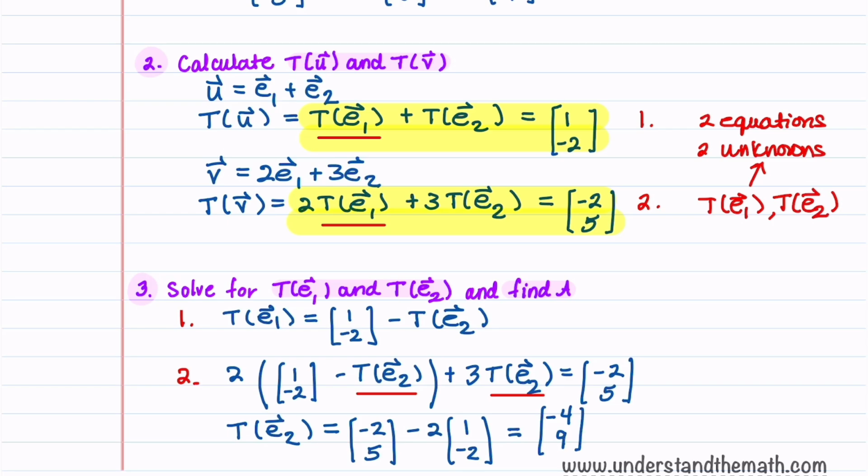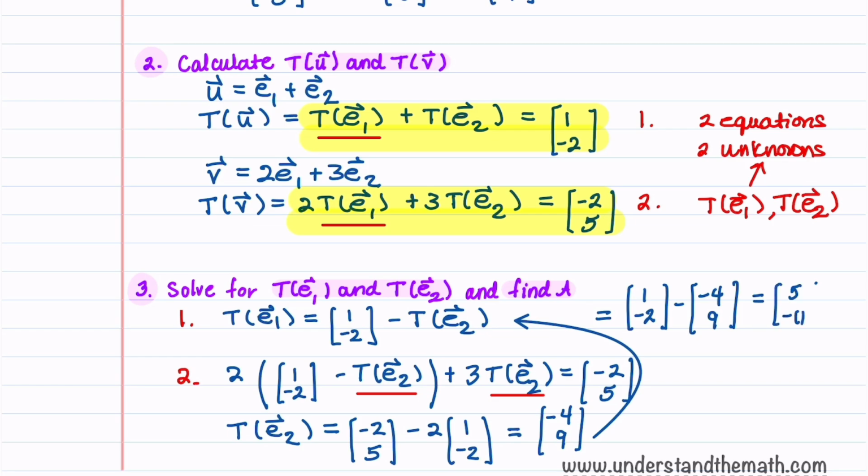Now we have T of e2, and we need to find T of e1. We're going to take our T of e2 and plug it back into this first equation. This gives us T of e1 is equal to (1, -2) minus our T of e2, which is (-4, 9), and this gives us a final answer of (5, -11). Hang with me, we're almost done.